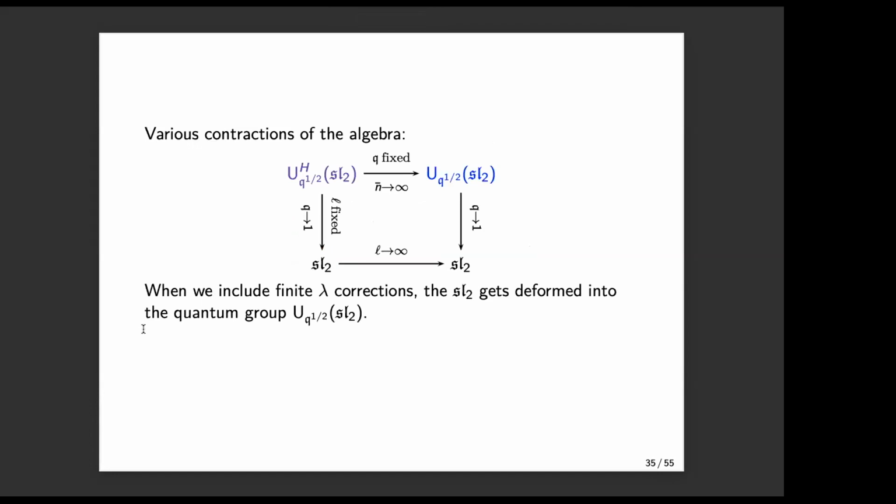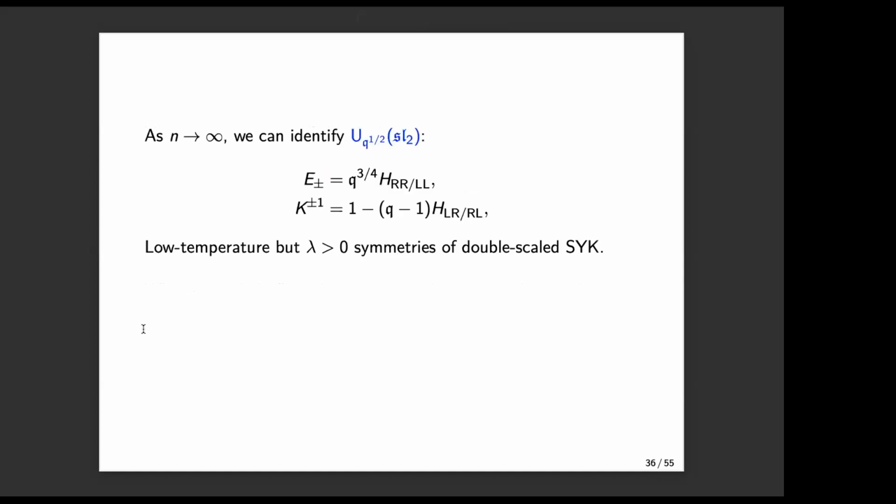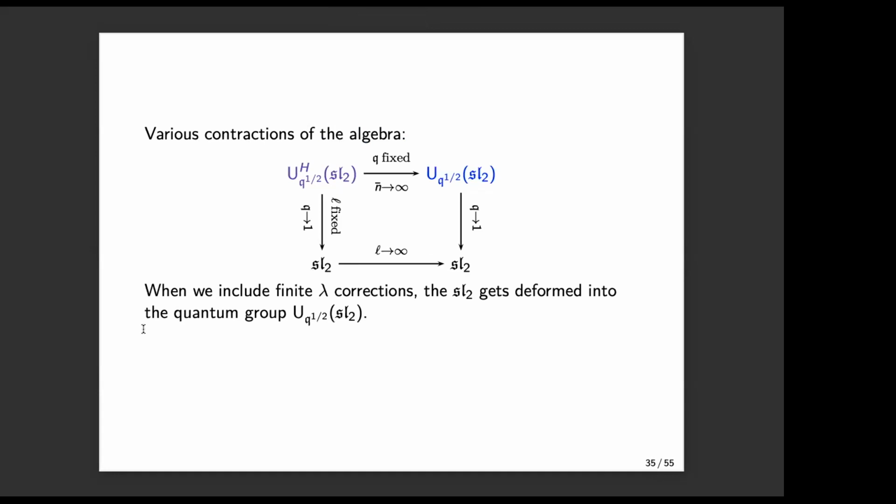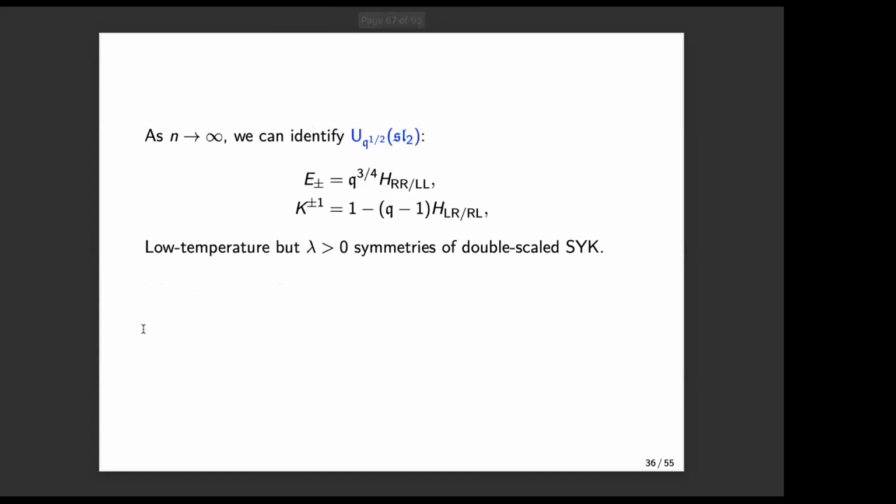Now, when we include finite lambda corrections, this symmetry group gets deformed into the quantum group U_q(SL2). The thing to say is that you get the full quantum group in this particular limit n goes to infinity. So we're now discussing the upper right thing where n bar is infinite, and in that limit you get the full quantum group. But when n is finite, you do not get the full quantum group. So that describes the low temperature but finite lambda symmetries of double-scaled SYK.